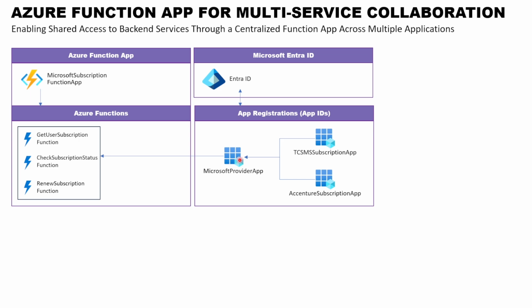To manage access securely, we use three Azure Entra ID app registrations. For now, we will create the app registrations within a single Entra ID tenant. However, in an ideal scenario, they could belong to different tenants or identity providers. Microsoft Provider App is the central API provider that exposes secure endpoints. TCS MS Subscription App and Azure Subscription App are client applications that securely interact with Microsoft Provider App.